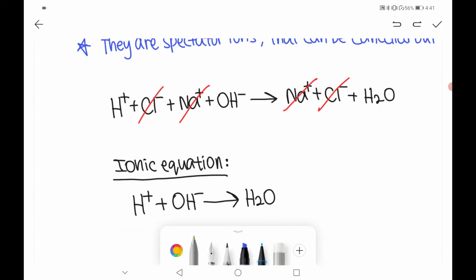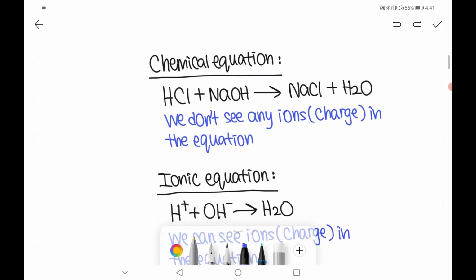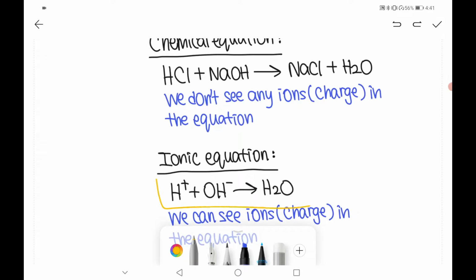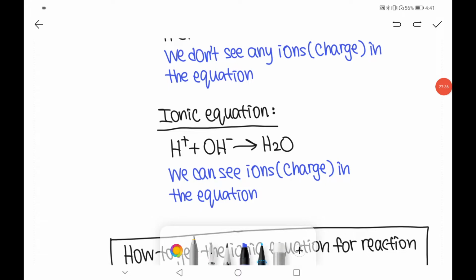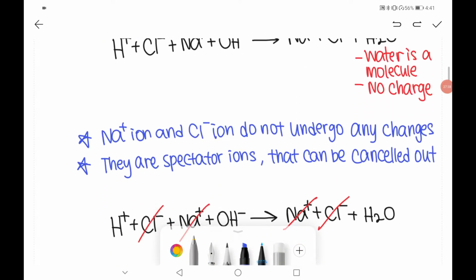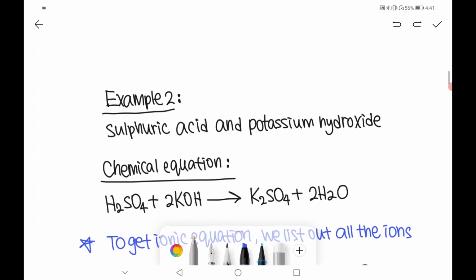So you will still get this. This is exactly what we learned just now, right? This is exactly what we learned just now, the ionic equation for the neutralization process. Okay, so let's do another example together.